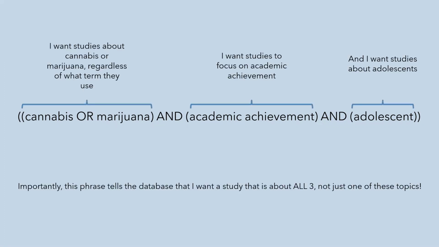Our final search might look something like this, just as plain text. So breaking this down a little bit more, I want studies about cannabis or marijuana regardless of what term they use, because studies could be indexed under either one of those terms. So I use cannabis or marijuana. I also want studies to focus on academic achievement. So I've put the AND search operator between the first two concepts I'm searching for. And I also want studies that are about adolescence. So I then put an AND between the second two concepts as well.